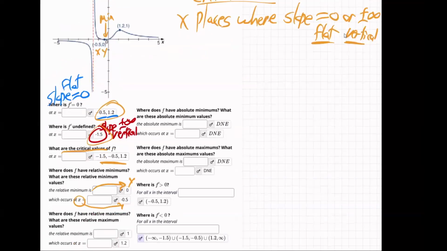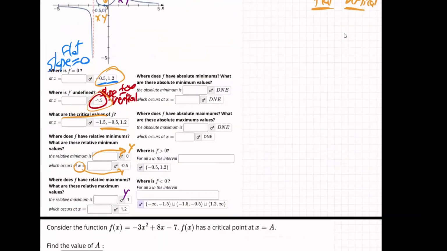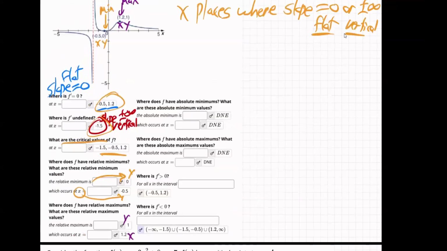Where's the relative max? Well, that would be right there. Here's the max. So this is the x, this is the y. So the x is 1.2, and there's the y. Relative max, there's the y, there's the x. In its vicinity, it's maximum in its relative area.